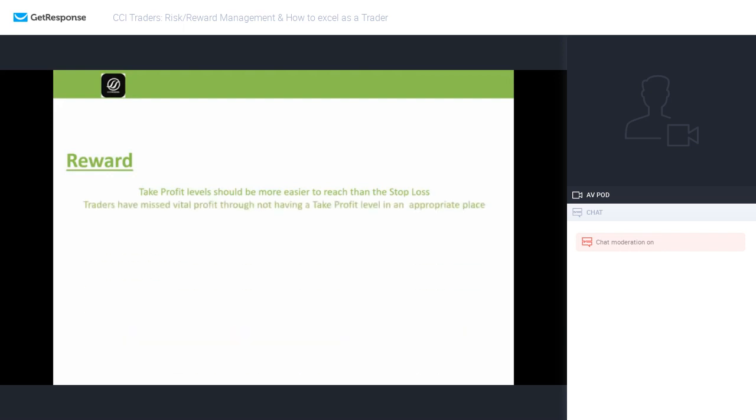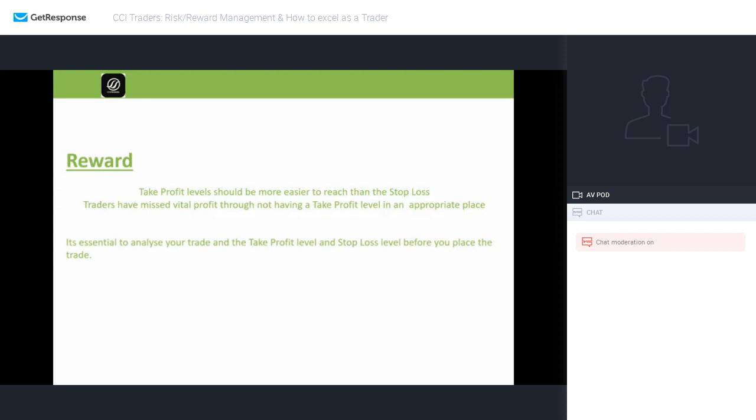Traders have missed vital profit through not having a take profit level in an appropriate place. So for example, a take profit set too high in a buying trade can mean that you might miss the opportunity. It might get to 20 pips lower than where your target is and then turn, because there's a great big level of what we call resistance there, or there might be a pivot point there or something preventing price from getting there. So take profit levels should be in an appropriate place.